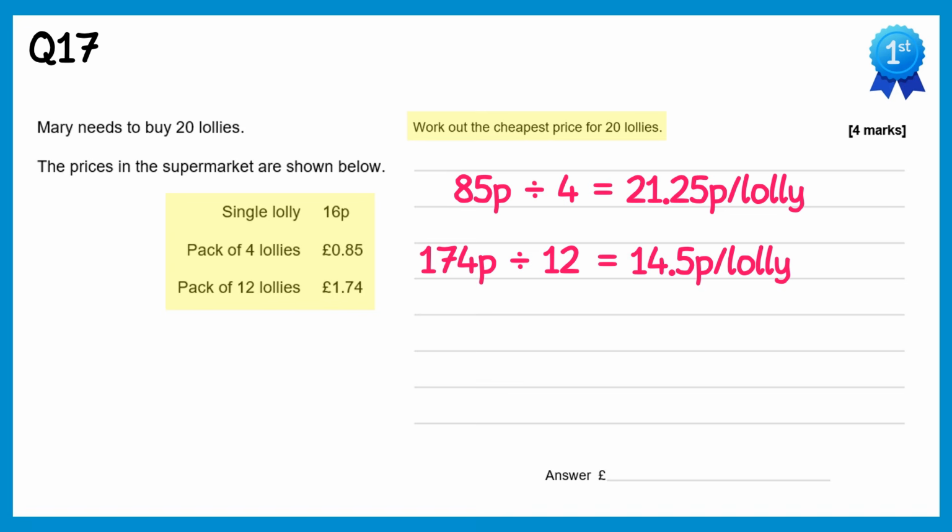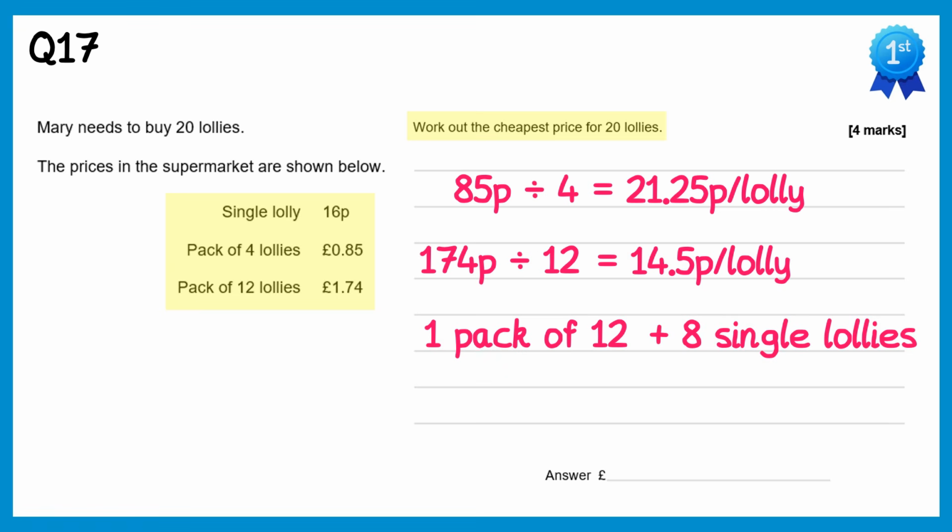So let's buy one pack of the 12 lollies first for £1.74, and then we'll go on to the single lolly deal since that's better than the pack of 4 lollies, and we'll do that 8 times so that we end up with 20 lollies in total. This would cost us £1.74 plus 8 lots of 16 pence, and if you type that into your calculator, you'll end up with £3.02.